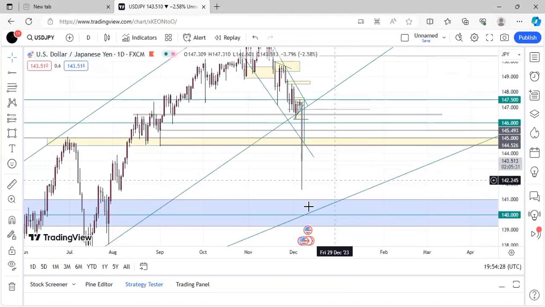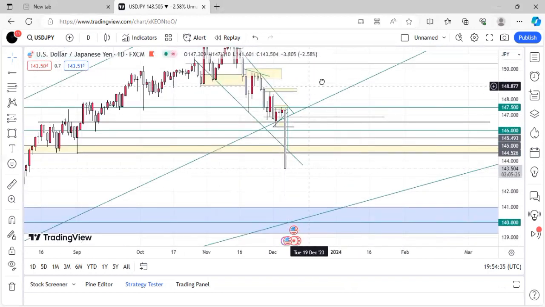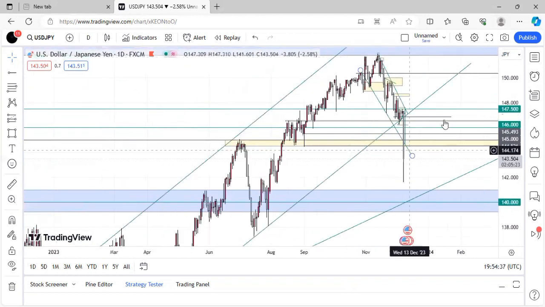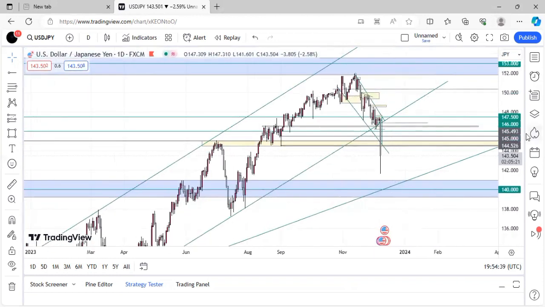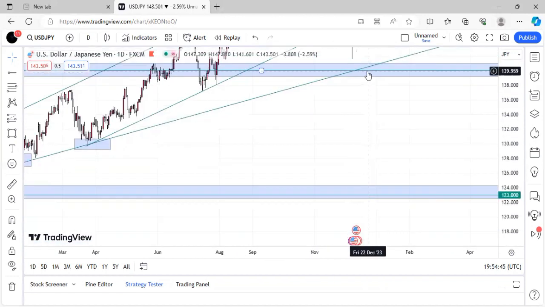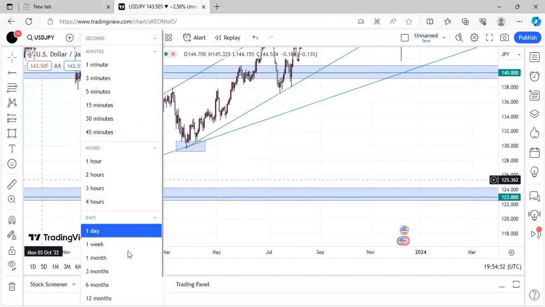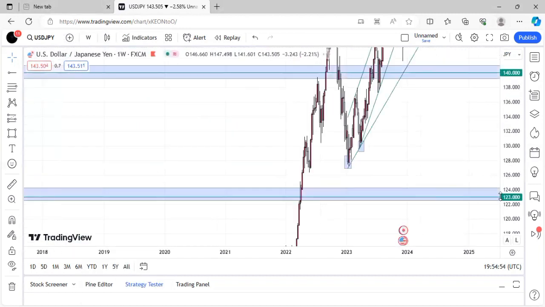And you can see that we're heading back to 140, right? This move is almost 300 pips, 300 pips in just one day. That's crazy. So you can see that price has broken the internal channel. This is the major channel. If price breaks this major channel, then we'll be heading back down to 123, which is the big round number.